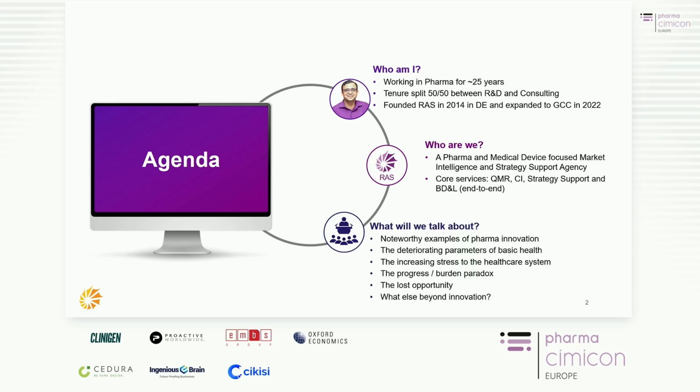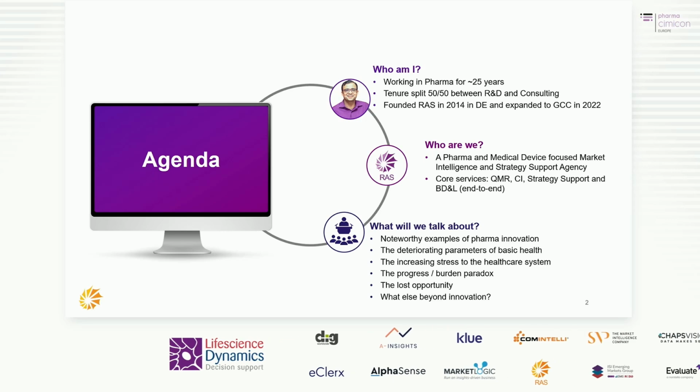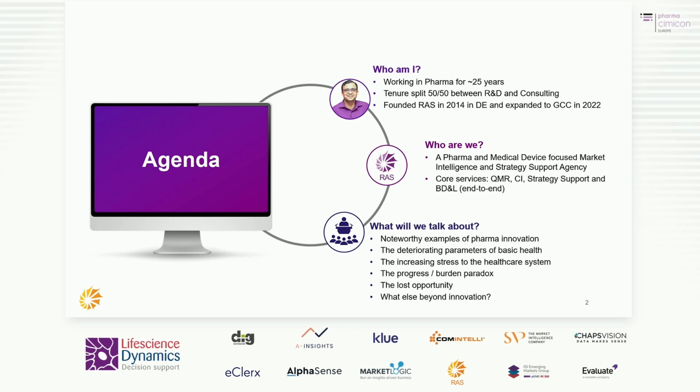We will then look at also some of the parameters of health, where they stand today, basic parameters of health. We will try and see whether that lends itself to some kind of an innovation, progress, burden paradox. And if yes, then how do we go about resolving it? This is not about technology. This is really about trying to solve a fundamental problem, which I think merits some attention. So let's get started.